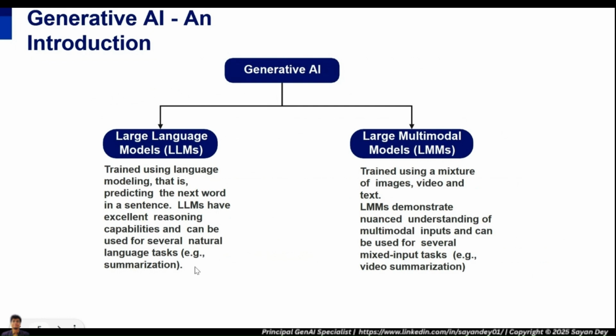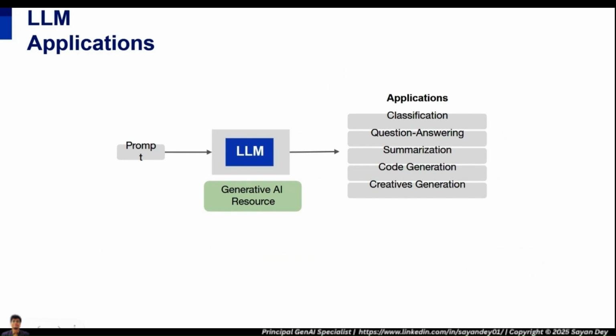Now, what I have in this slide is to highlight some of the general application areas of LLMs. There can be other broad categories, but I've generally seen that all the application areas can broadly be stacked into these five categories: classification, question answering, summarization, code generation, and creative generation.